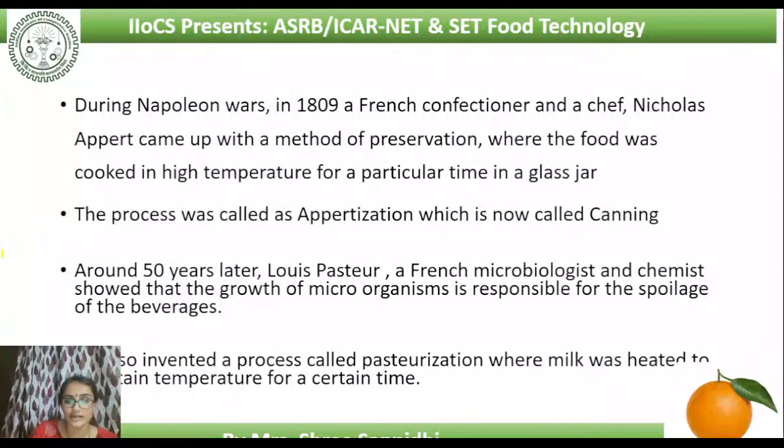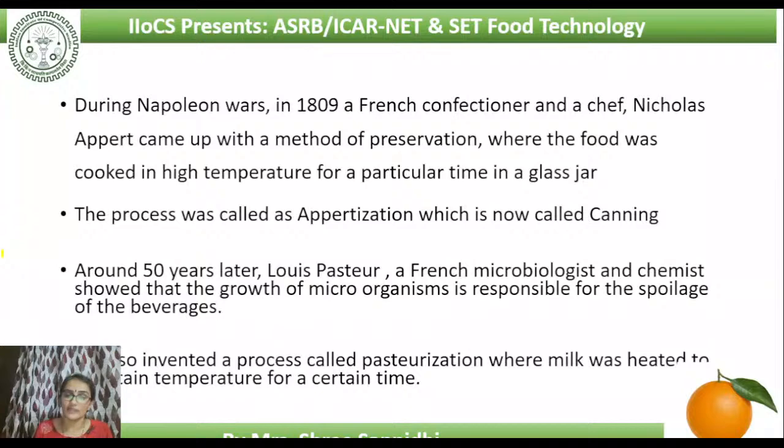Around 50 years later, Louis Pasteur, a French microbiologist and chemist, showed that the growth of microorganisms is responsible for the spoilage of beverages. As I told you before, they didn't know the reason for spoilage. They just tried to cook it at high temperature. But around 50 years later, Louis Pasteur came to know that it is the microorganisms which spoil the food, and that high temperature treatment kills the microorganisms. That is why we are able to extend the shelf life.